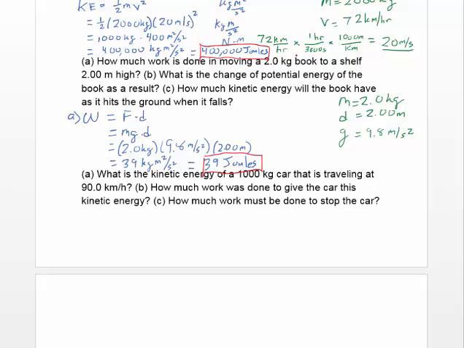Now, let's look at part B here. Part B says, what is the change of potential energy in the book? Well, the change of potential energy is going to be equal to exactly what we did. Potential energy is equal to mgh. But we've already done that. That's exactly what we figured out.